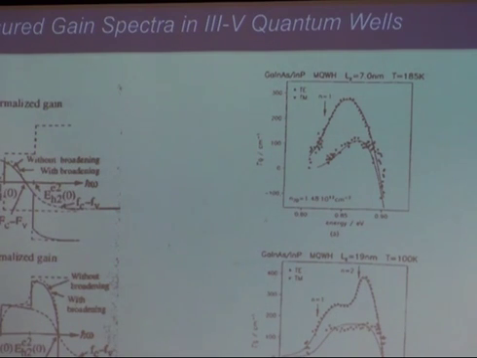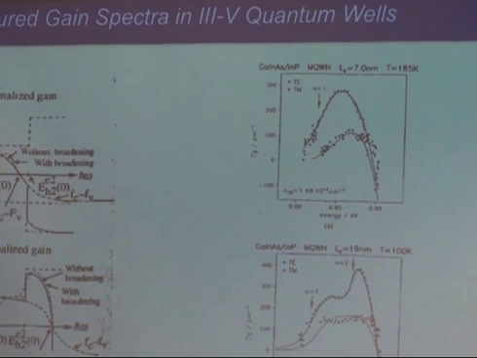Why? Because you know that when you have 2 times 10 to the power 12 per centimeter square, your Fermi level is now in the conduction band, right? And for holes, if you have that many holes, it's in the valence band, so you get population inversion now. Does that make sense? Okay, so it's the same order of magnitude.